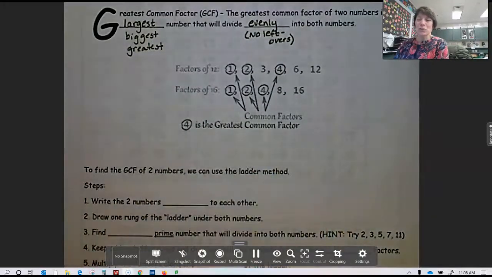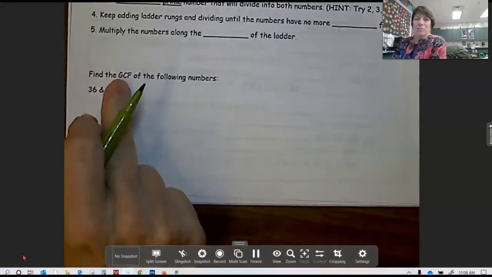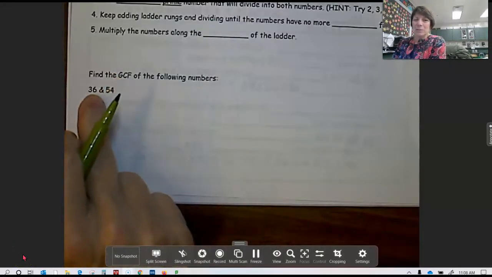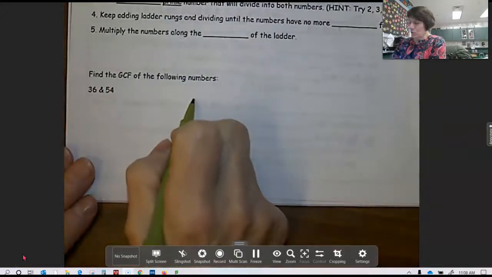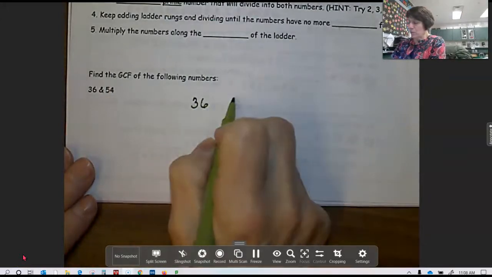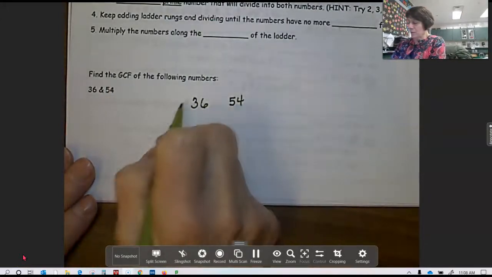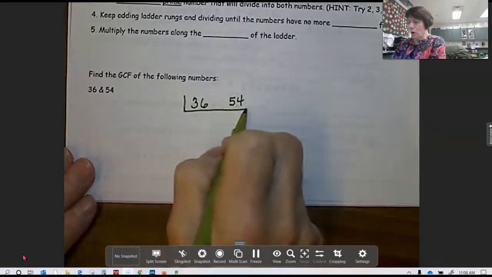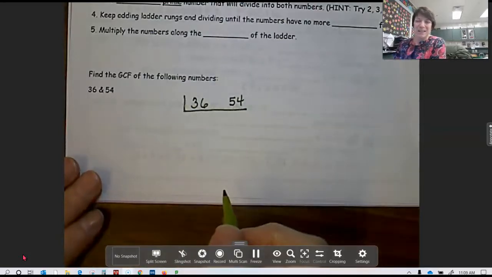All right, I'm going to show you an example about how to find greatest common factor before I actually fill in the steps. I think the steps will make more sense to you after you've seen an example. So we're looking for the biggest number that will divide into both 36 and 54. So I'm going to write my two numbers down side by side. Then I'm going to make what we'll call a ladder rung. That kind of looks like a step on a ladder.